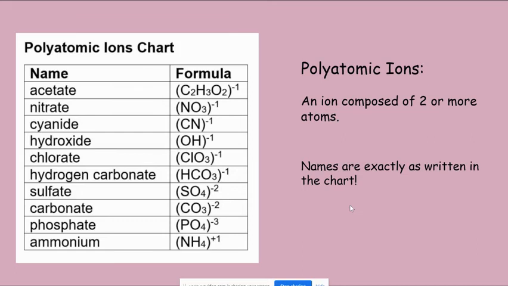The nice thing about these is they're written exactly as they are in the chart, and the names are read exactly the same. So you don't have to change the endings like we do if we have our anions. Acetate is always acetate, nitrate is always nitrate, for example.